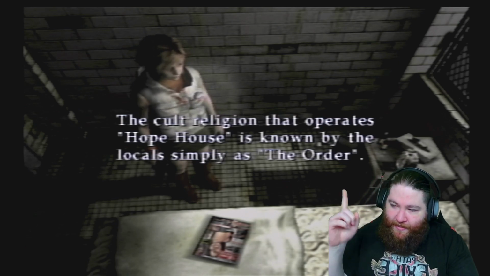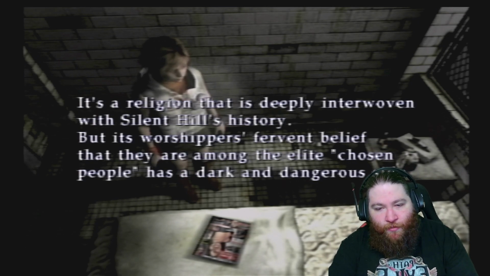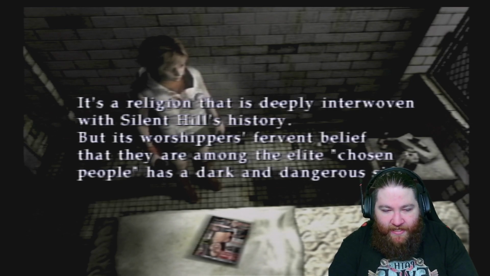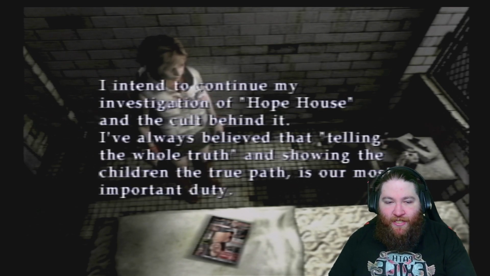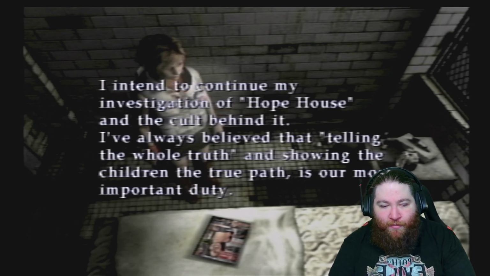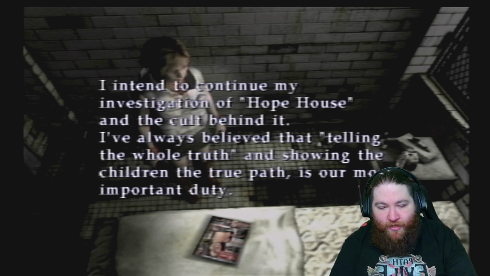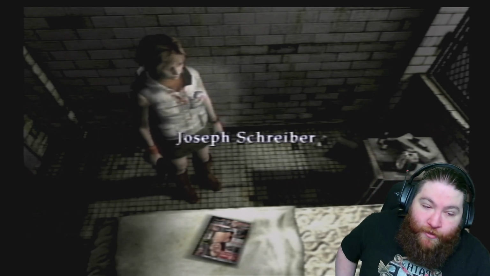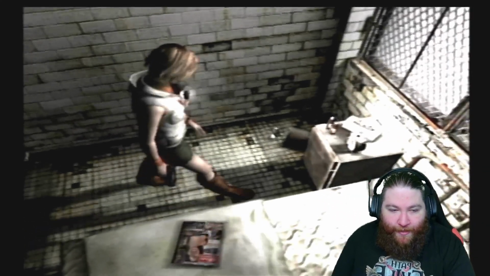There you go. So that is that reference there. It's a religion deeply interwoven with Silent Hill's history, but the worshippers' fervent belief that they are among the elite chosen people, as it has a dark and dangerous side. Intend to continue my investigation of Hope House and the cult behind it. I've always believed that telling the whole truth and showing the children the true path is the most important duty. Joseph Schreiber. Hope House. I feel like I've heard that name before. Huh, I wonder why.